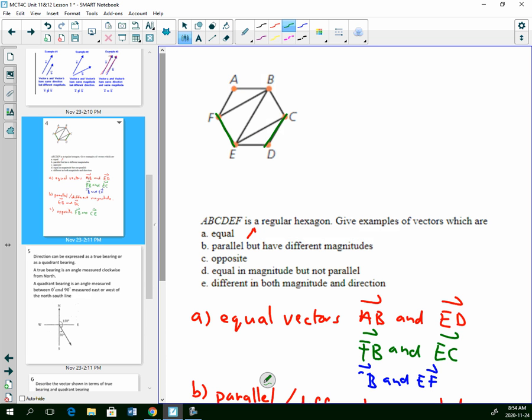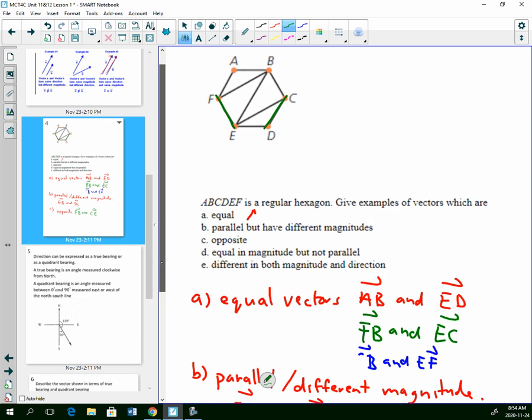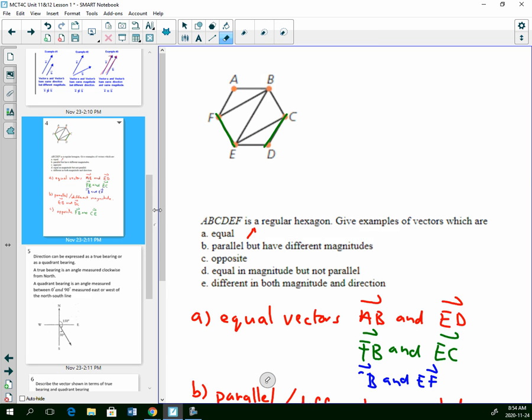Because it's a regular polygon, I know they're the same length, but they're not parallel, not going in the same direction. And then different in both magnitude and direction. Possibly E to D and E to B are different lengths and going in different directions, okay? So that's just identifying what's what.